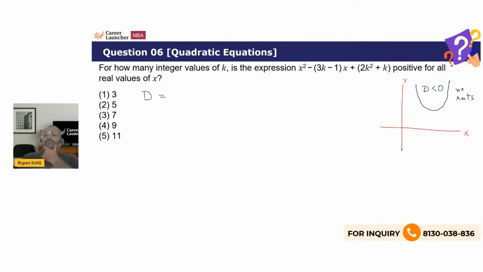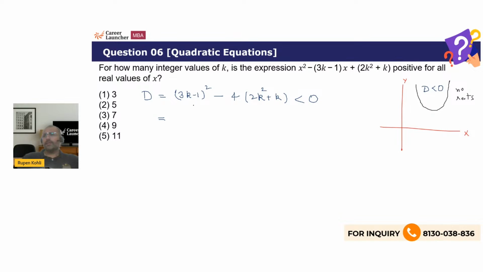b is minus of 3k minus 1. So minus will go away when we take the square. So b square, which means 3k minus 1 the whole square, minus 4ac. Minus 4 into a is 1, c is this 2k square plus k. So this thing needs to be strictly negative. So we have a quadratic inequality once again in terms of this parameter k, right? Okay, so simplify, right? We'll get a quadratic expression in terms of k. So we will have a quadratic inequality, and from there we'll get the number of integer values of k.